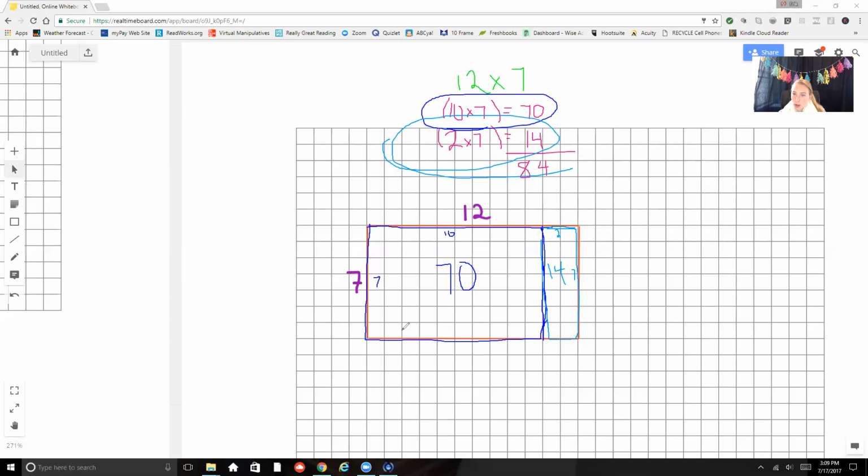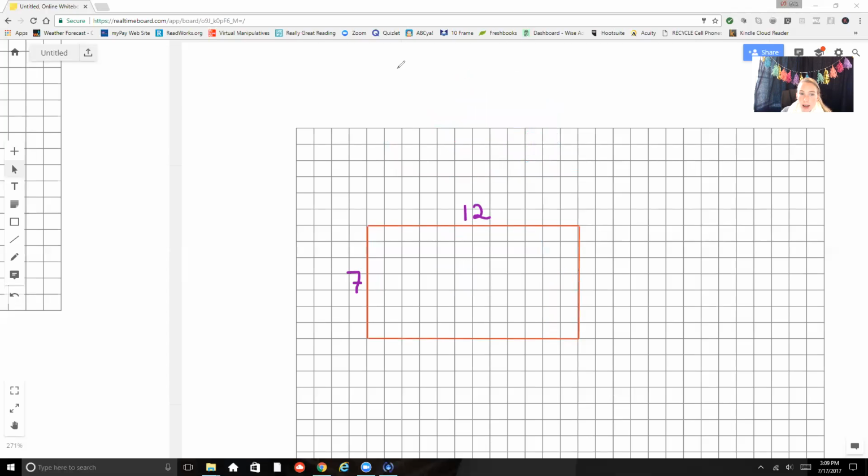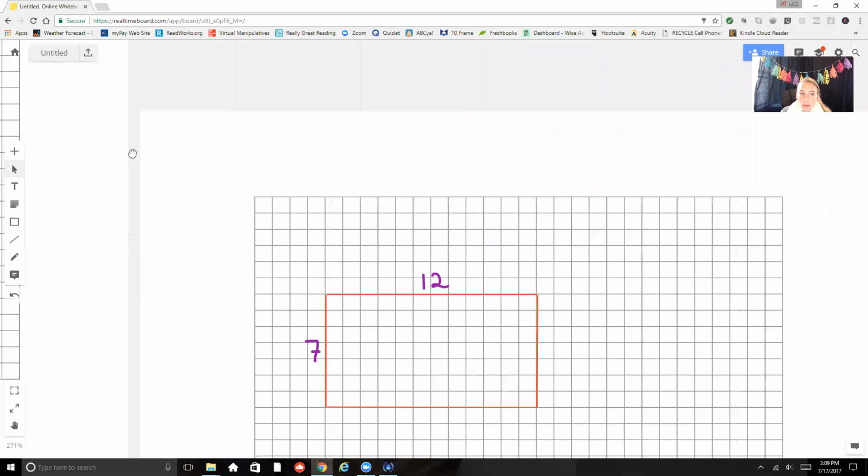You could split this up into like 6 and 6. So if I wanted to say, okay, 6 times 7 and 6 times 7, I could have done that as well. I just usually like to pick tens because those are very automatic and easy. Let's look at another problem.